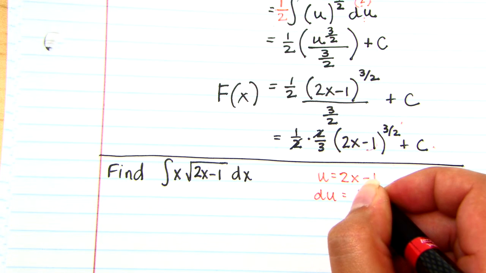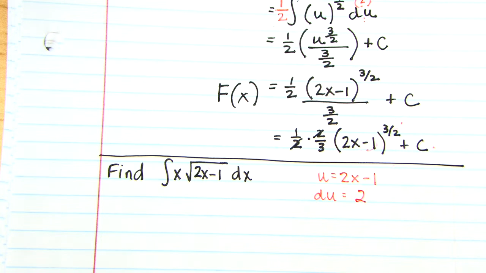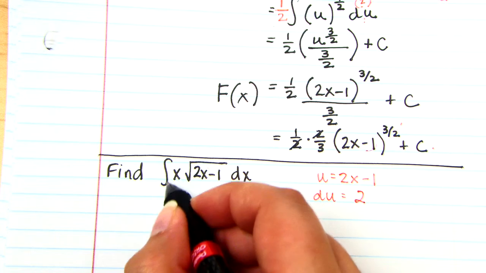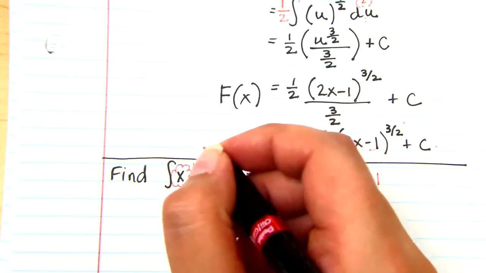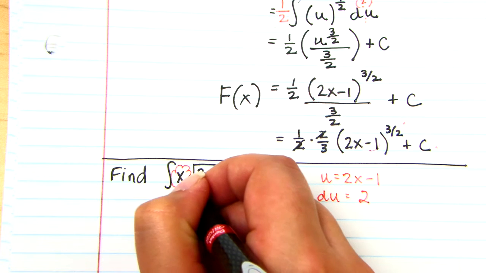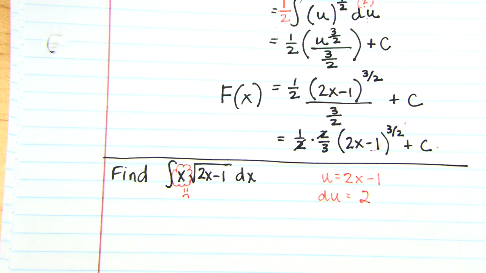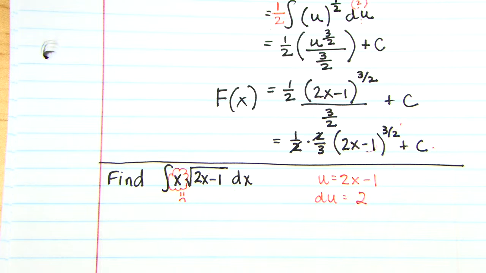is 2. Well, what about this x? I was going to say something. Because that x is not going to be absorbed into my du. Okay, I can't get rid of the x.